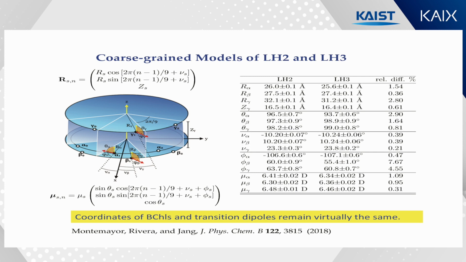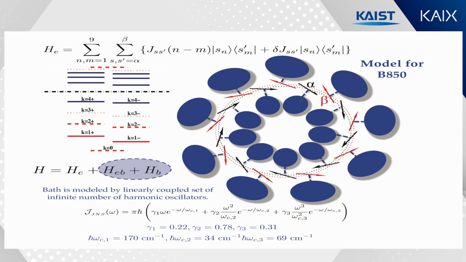Anyway, we went ahead and constructed the coarse-grained models. These are some parameters. The main message is that in terms of these parameters, there's not so much difference between LH2 and LH3. And out of those parameters, we are able to construct a coarse-grained quantum mechanical Hamiltonian for LH2 and LH3. So these are some examples.